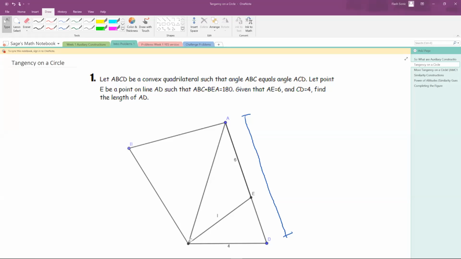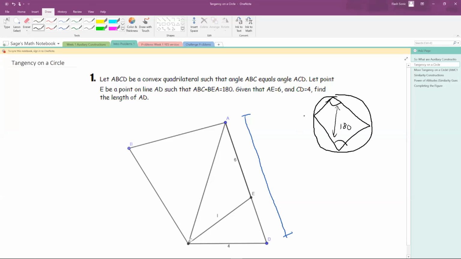All right, so hopefully now that you've had enough time to think about the problem, we're going to quickly get into the auxiliary construction that we're going to be using. One thing we know is that in a quadrilateral, if two opposite angles sum up to 180, then the quadrilateral is cyclic, which means a circle can be drawn around the quadrilateral. And yes, I know I'm great at drawing circles. We can see here that angle ABC plus angle BEA is equal to 180 degrees.